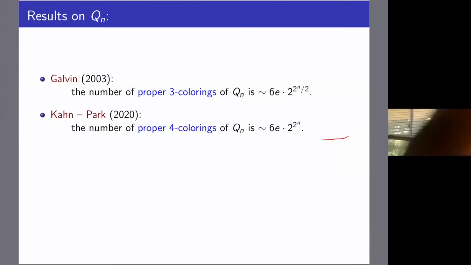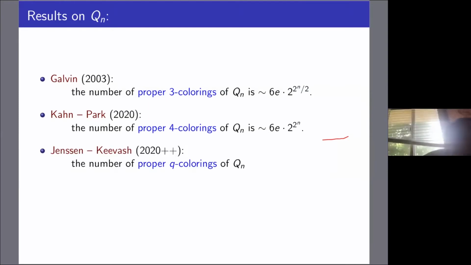Then Kahn and Park recently counted proper 4-colorings of the cube. This e is still there, but the exponent is different. Jenssen and Keevash announced that they can count proper q-colorings, though the manuscript is not yet available, or at least I haven't seen it yet.